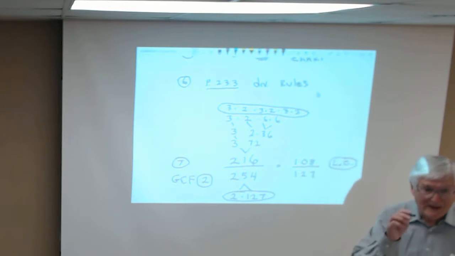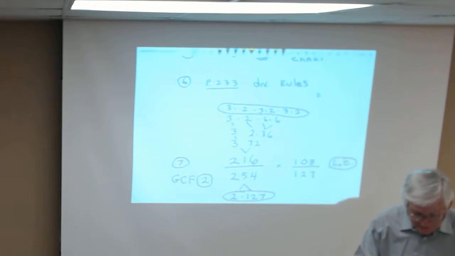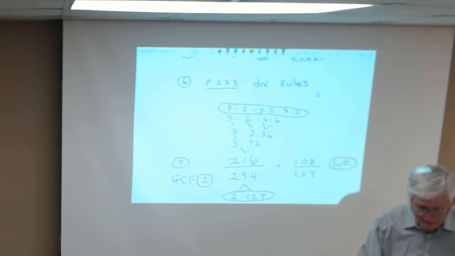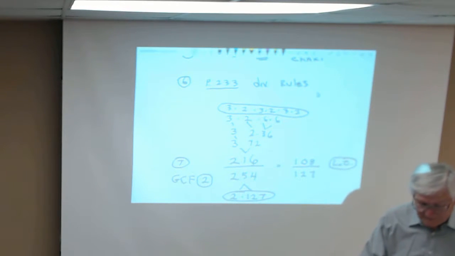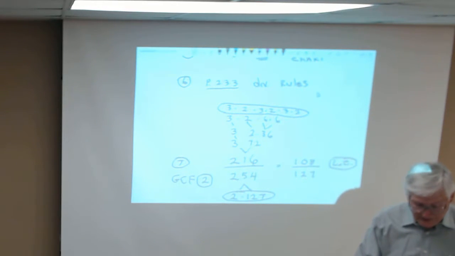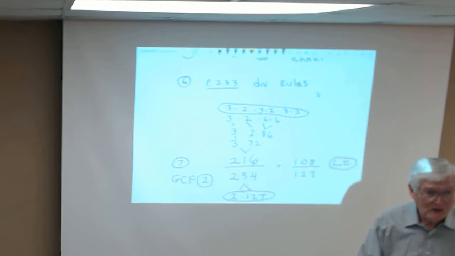What about 3? Now that's the one where we add up the digits. 2 and 3 and 4 and 5 add up to what? 14. Is 14 divisible by 3? No. So that number's not divisible by 3. 4 and 3 and 6 is 13. Is 13 divisible by 3? No. So that's not divisible.